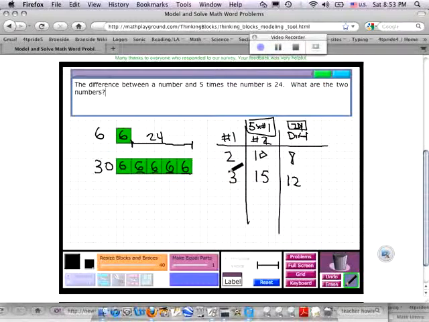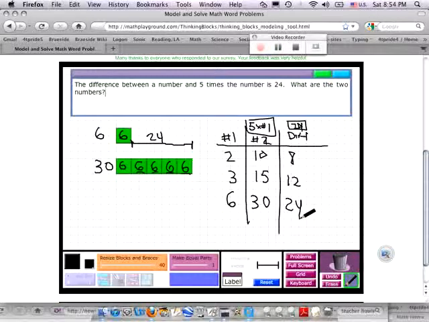Oh, wait, I'm sorry. If the difference right now is 12, you want the difference to be 24. So you want the difference to be 12 more than it is. Every time you go up 1, the difference increases by 4. So you're going to need to get 3 higher. So that's going to be 6 and 30, and that difference would be 24. That's a perfectly acceptable way to solve it as well.